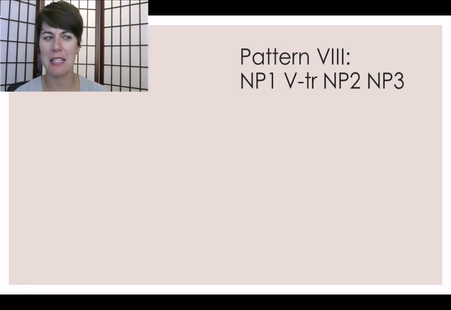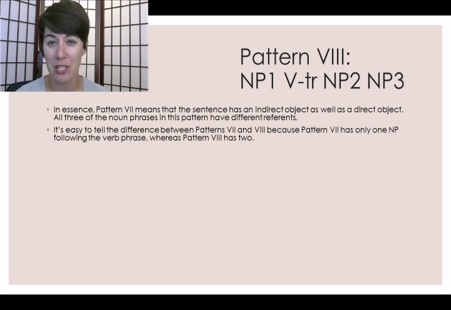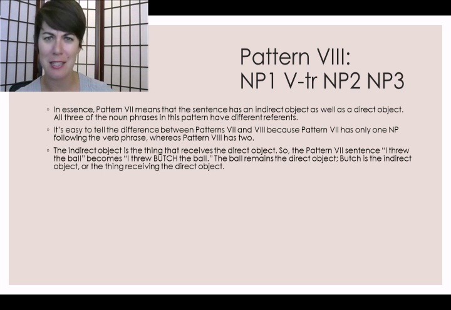Pattern 8 is noun phrase 1, transitive verb, noun phrase 2, noun phrase 3. Three different NPs. This can only mean that we are dealing with an indirect object as well as a direct object. All three of the noun phrases in this pattern have different reference. It makes it really easy to tell the difference between pattern 7 and pattern 8 because pattern 7 just has one noun phrase as part of its predicate. Pattern 8 has two, and they are distinct.